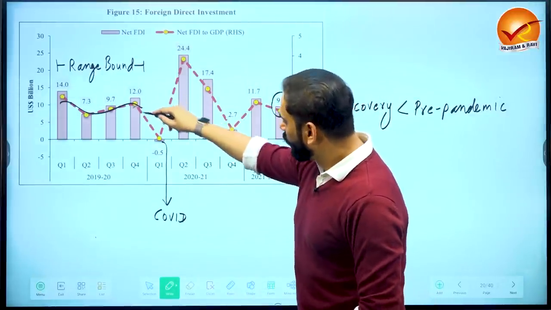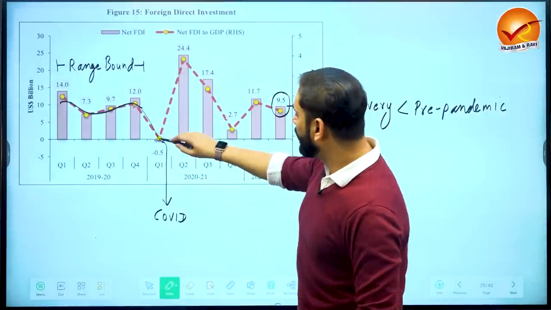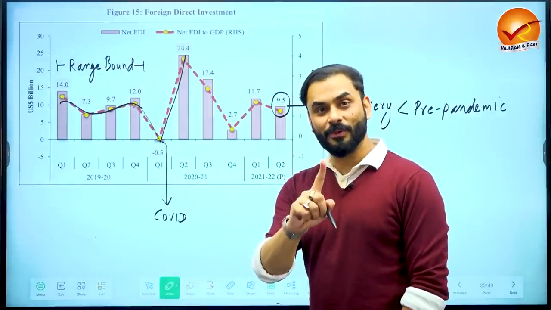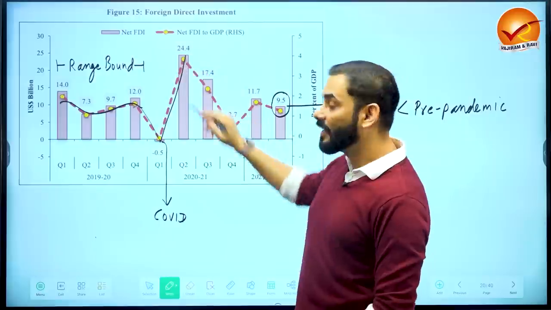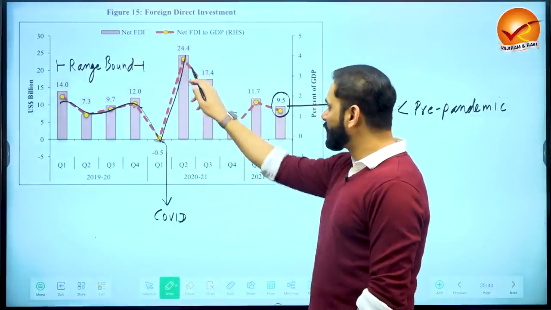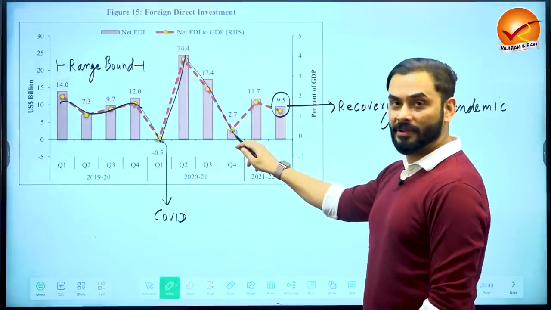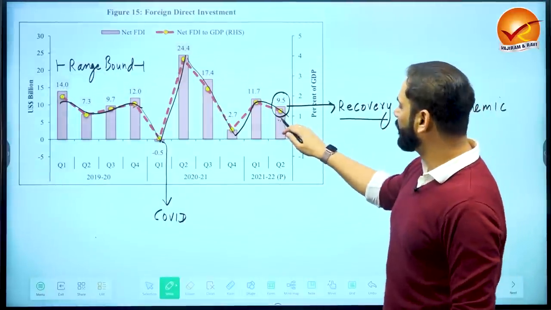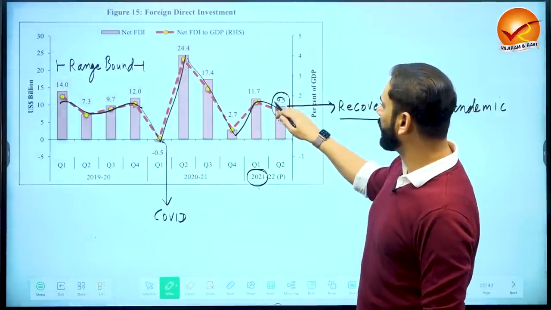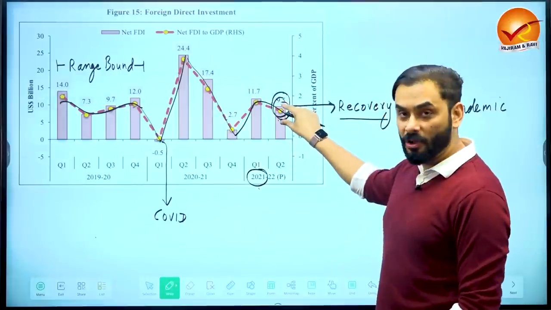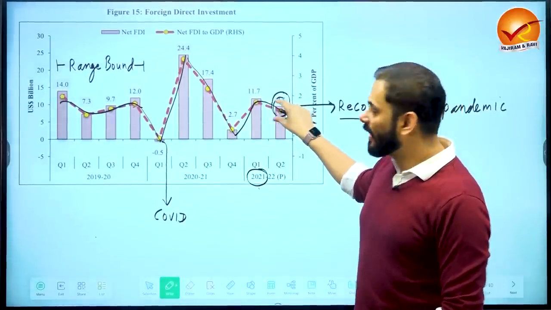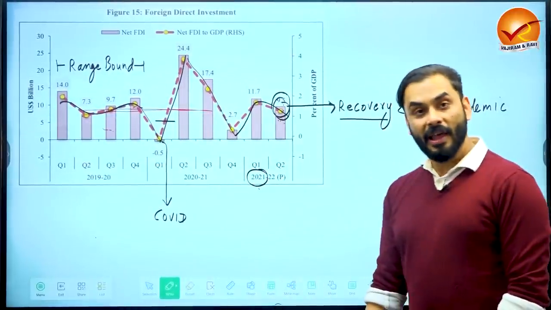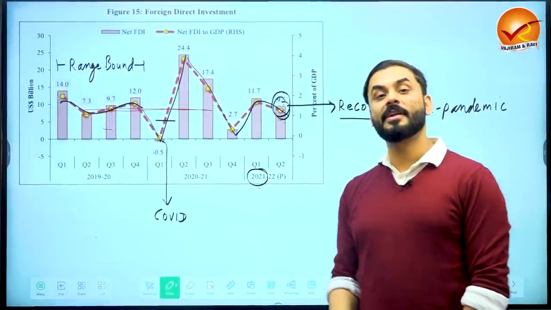Then because of COVID, it came down. Then there was a rebound. See, in 2020, it was a very good year for India for both foreign portfolio investment and foreign direct investment. Very nice year. But then it started to come down. And then it started to come down again, which means the recovery that we have made in the year 2021, this recovery overall is not as good as things were there earlier, right? So in foreign direct investment also, the recovery has not been great.